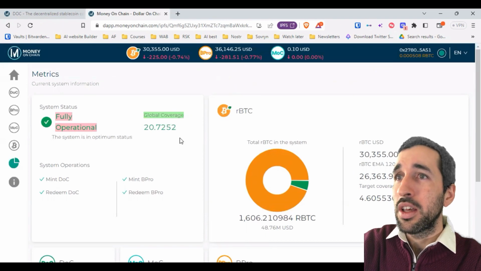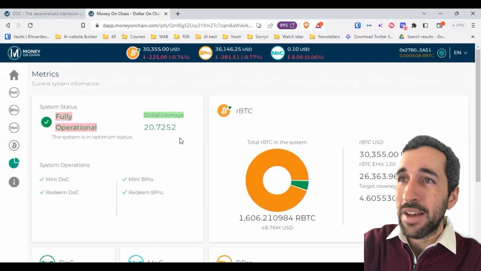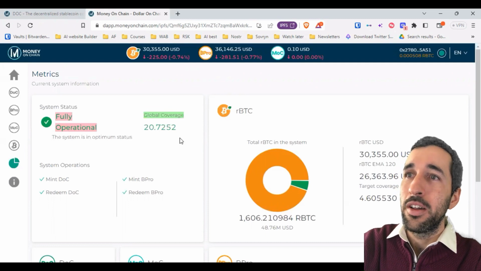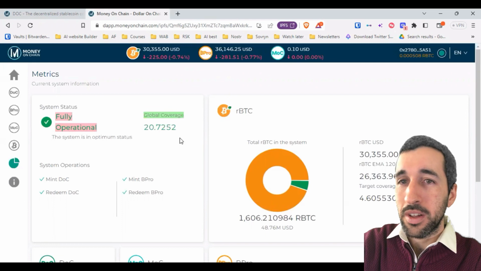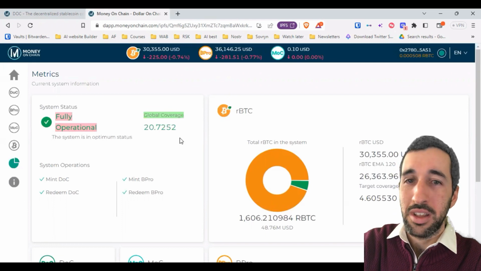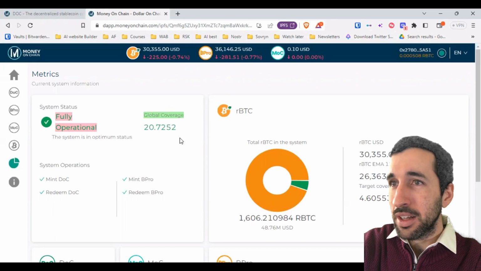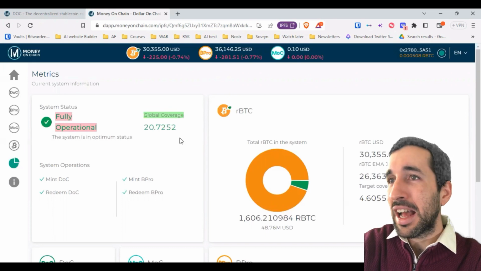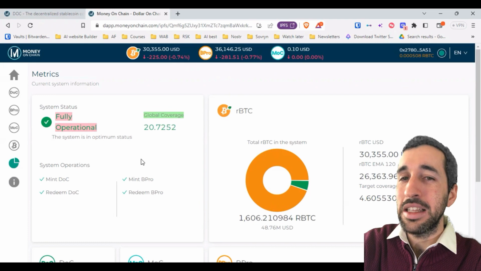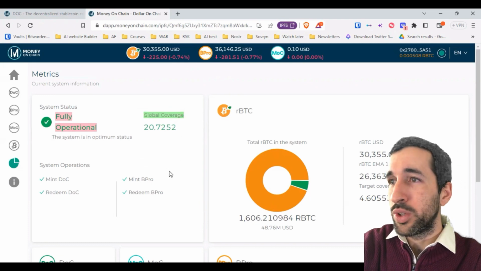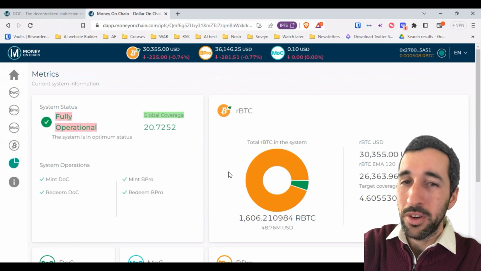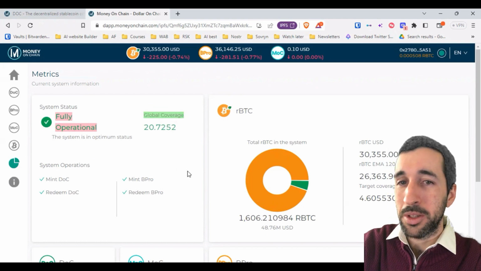And because it's running on Rootstock, we can have it on our wallet. We can self-custody it. We don't need to trust any institution. We don't need to deposit it in a bank. We don't need to do anything. And we can know that at any time we can come to Money on Chain and redeem it back for the same value in Bitcoin.